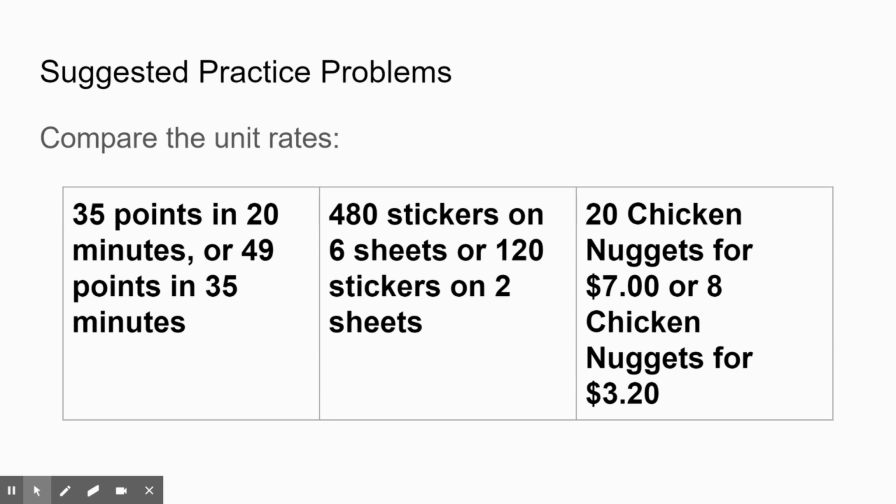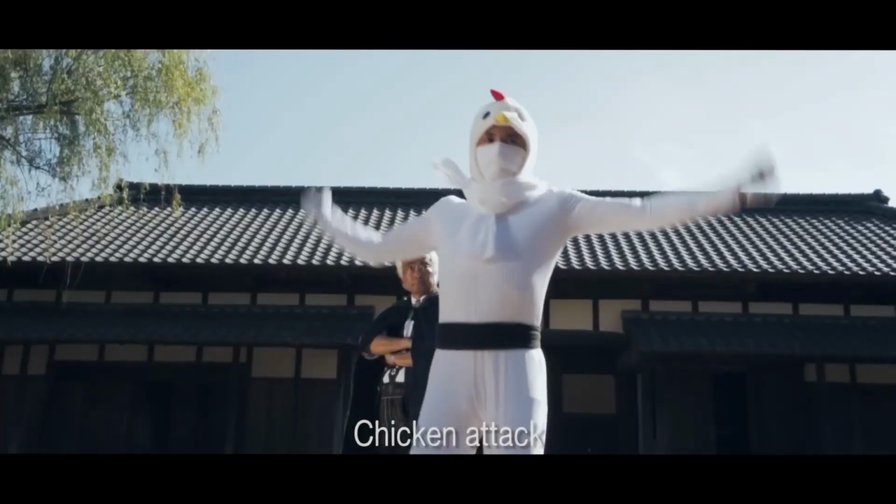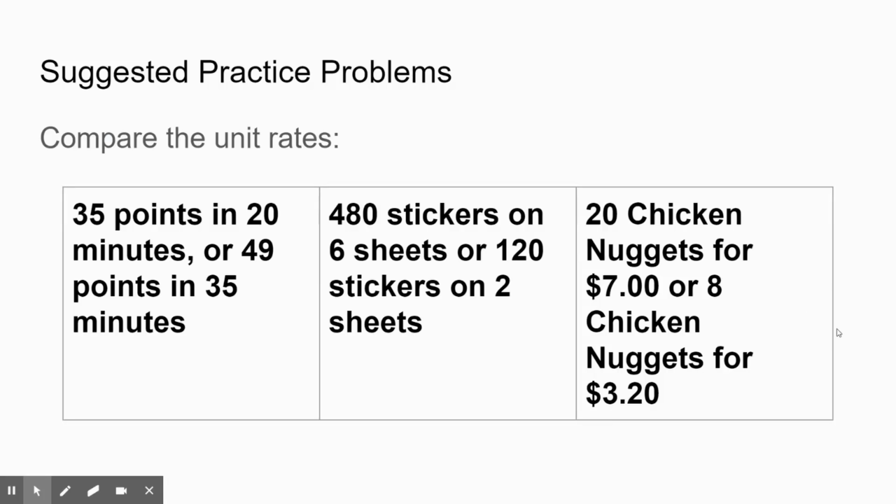Finally, our suggested practice problems for this video. You are going to compare these unit rates. You have 35 points in 20 minutes or 49 points in 35 minutes. Which one's bigger? Which one's smaller? The second one is 480 stickers on 6 sheets or 120 stickers on 2 sheets. Which one's bigger or smaller? And finally, you have 20 chicken nuggets. Chicken attack! I guess we're going to change that one, actually.